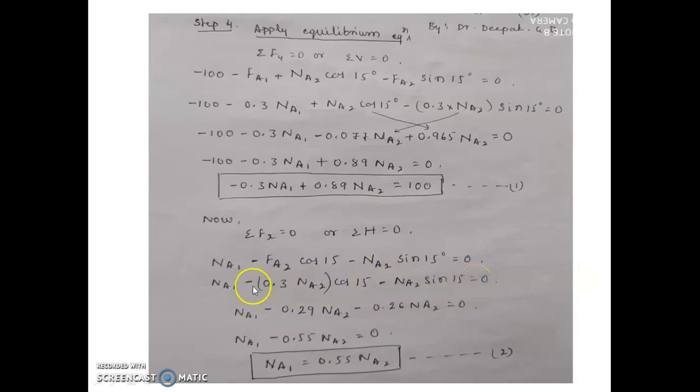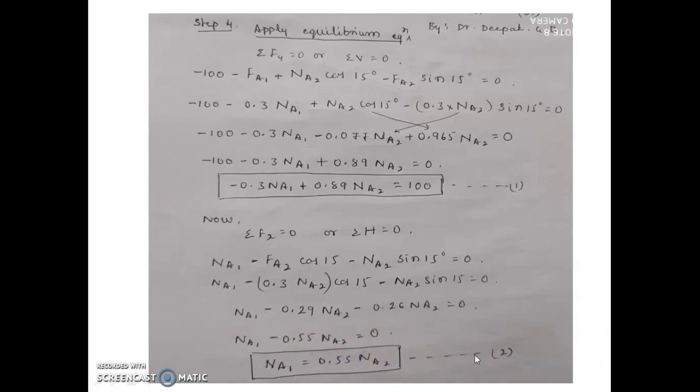Then I will simplify this Fa2. I substitute mu into N, and the mu value is 0.3, so it becomes 0.3 Na2. Then the equation simplifies to this form. Then Na1 is equal to 0.55 Na2. I will call this equation 2.